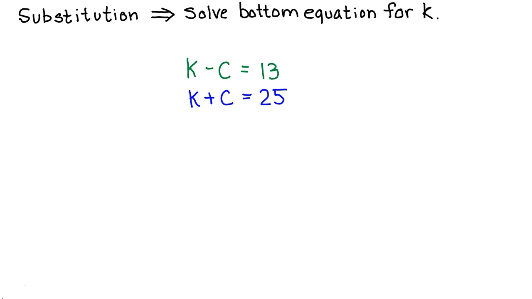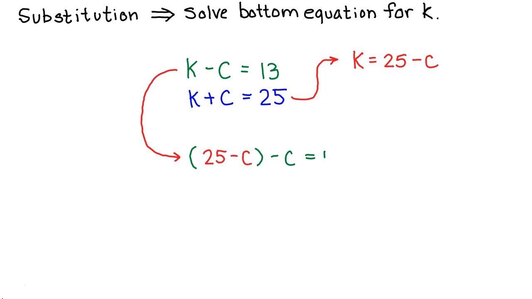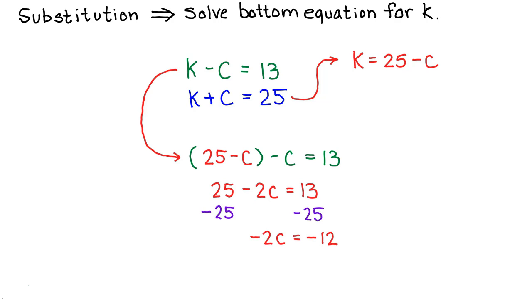You chose to do substitution by solving the bottom equation for k. So taking that bottom equation and solving for k, you would subtract c from both sides to get that k equals 25 minus c. You would then go to the top equation and replace k with 25 minus c. And so when you simplify the left-hand side, 25 minus c minus another c would be 25 minus 2c equals 13. You would subtract 25 from both sides to get that negative 2c would equal negative 12. Dividing both sides by negative 2 would give you that c equals 6 miles per hour.